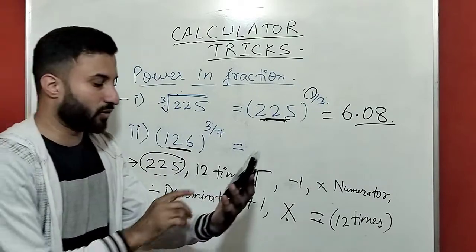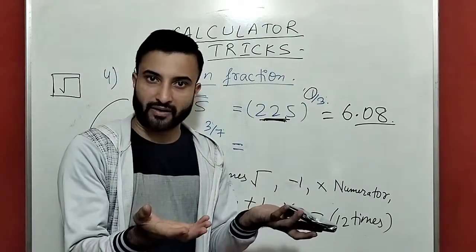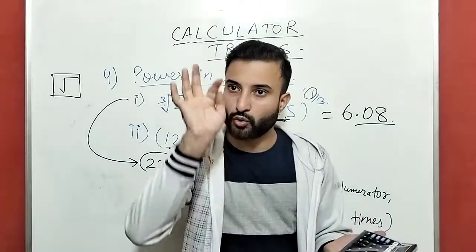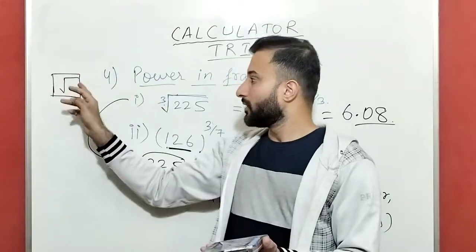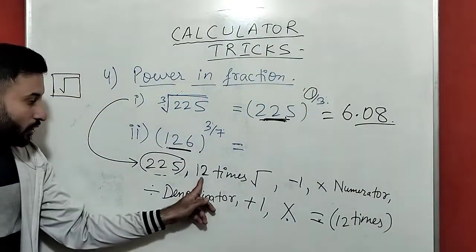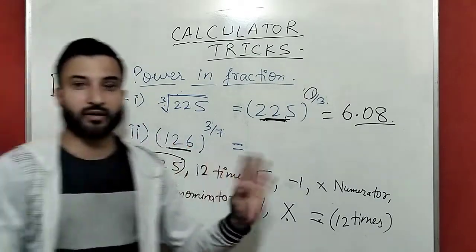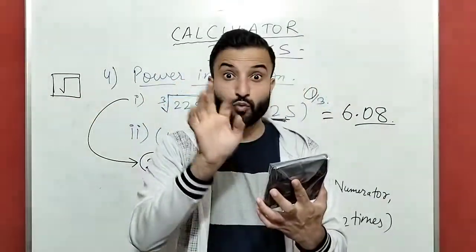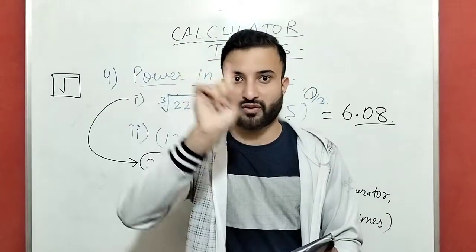So you have to find for 126. What I will do in the calculator, everyone will type 126 because you have to find for that number 126. Just we will type 126. That's it. It will come 126. Then what we will do? Next step is 12 times square root button. First we will type 126. It will come 126. First step.